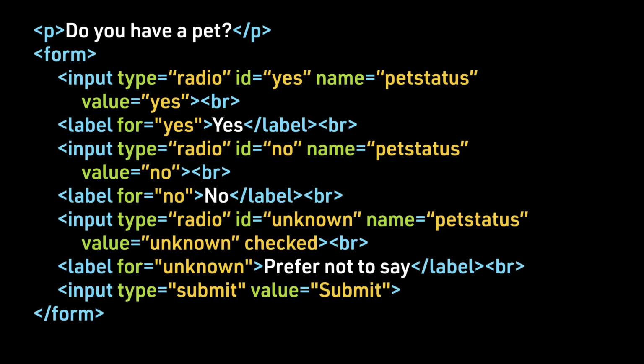Here is a sample code for a form with radio buttons. Radio buttons are designed to allow the user to select only one option. As a user selects one option, the radio box on another option becomes unselected.